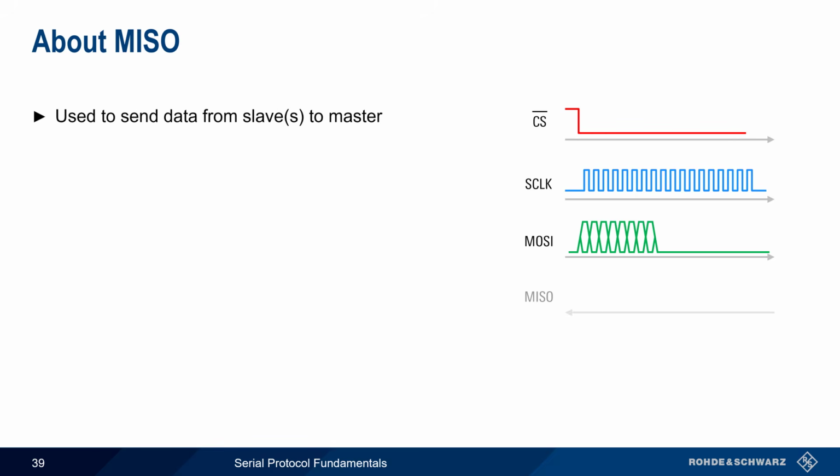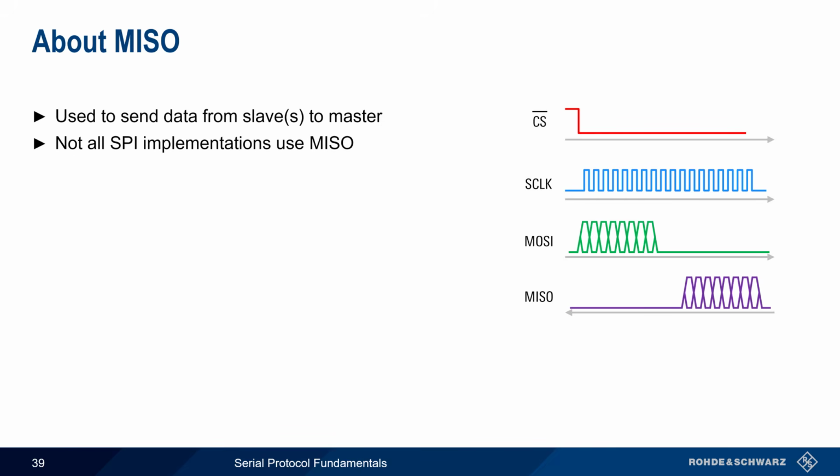MISO is used to send data from the slave to the master. Note that not all SPI implementations use MISO. There are many kinds of devices, such as displays, that only receive data from a master, and this is an example of where SPI may use less than 4 wires.